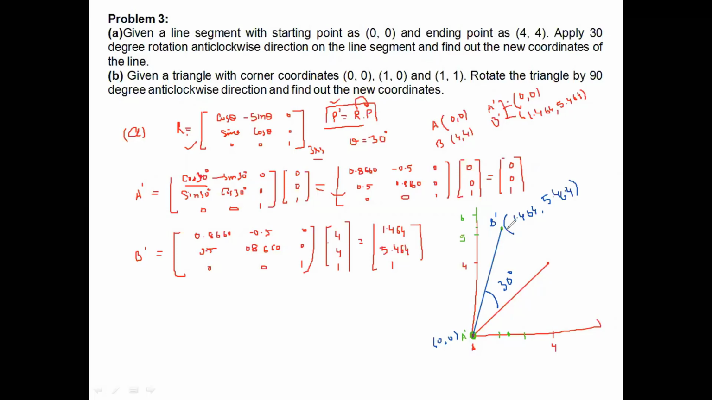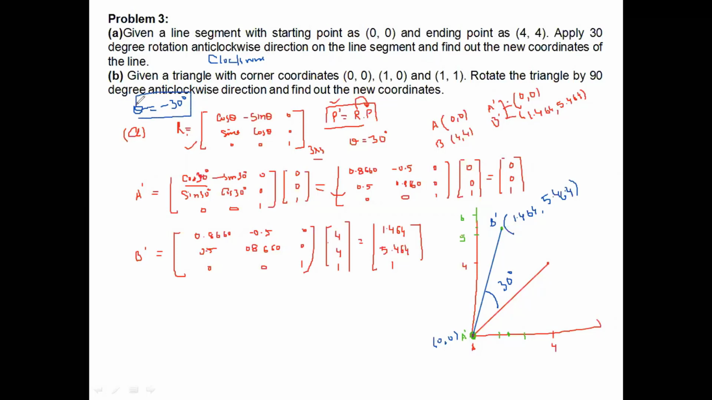Now you can see the rotation is given in the anti-clockwise direction. You have to keep this in mind while solving the problem. If it is given as clockwise, then you have to take theta equal to minus 30 degrees, and by taking the angle as minus 30 degrees you have to solve the problem.